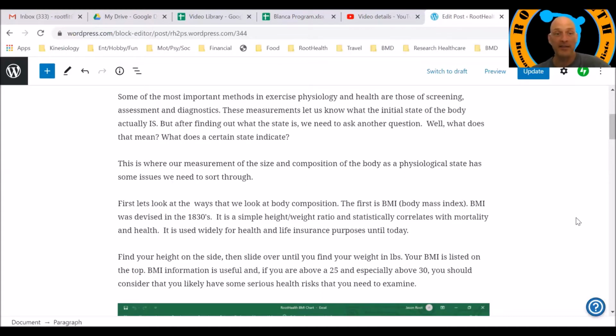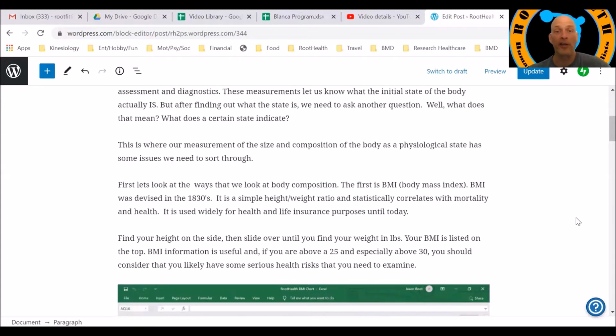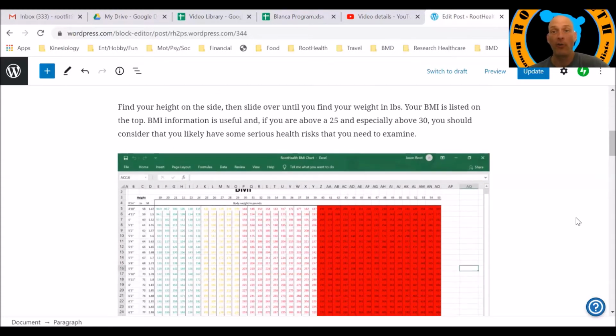Body mass index was devised in the 1830s. It is a simple height to weight ratio and statistically correlates with mortality and health. It is used widely for health and life insurance purposes all the way up into today.